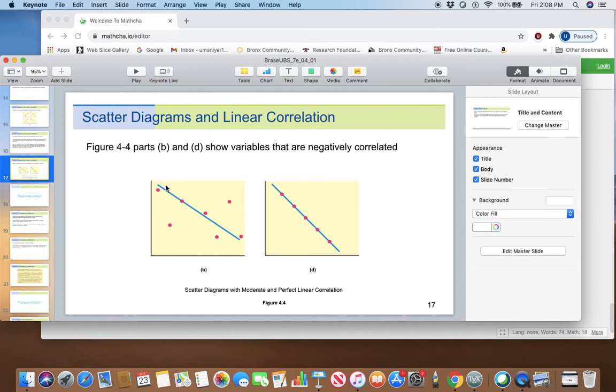The points look like they are falling down. You see, we always read from left to right. So when you look at it from left onwards, it looks like it's falling down. The points are falling down. Same thing here. Now this is a perfect correlation. This is a moderate correlation.